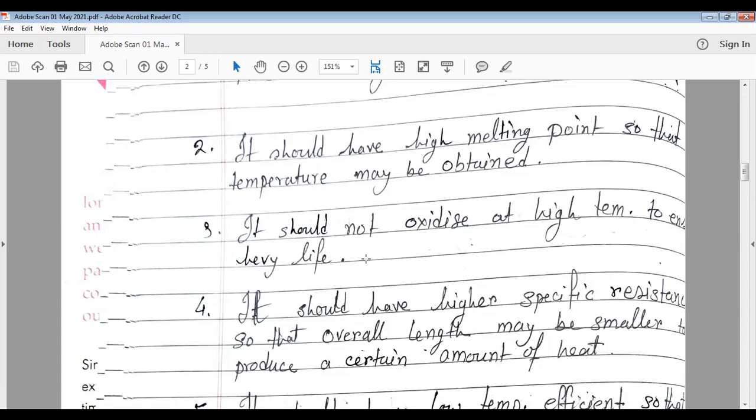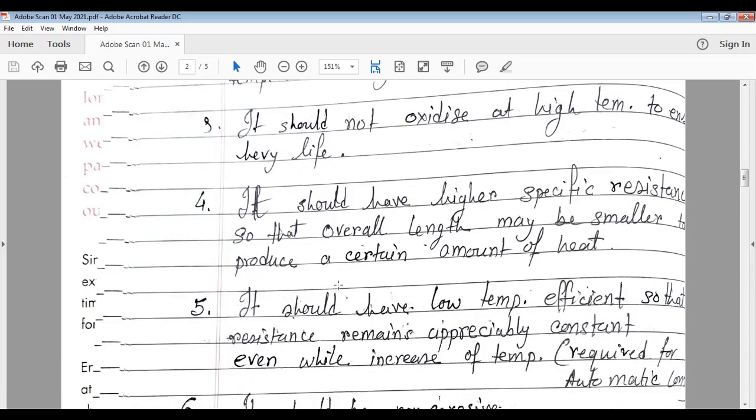So we should use a temperature-durable metal which is not oxidized at high temperature. Somewhere alnico is used, and this type of metal, steel, is not oxidized at high temperature. Okay, high grade steel, not low grade steel. Then this is coming to point number 4.